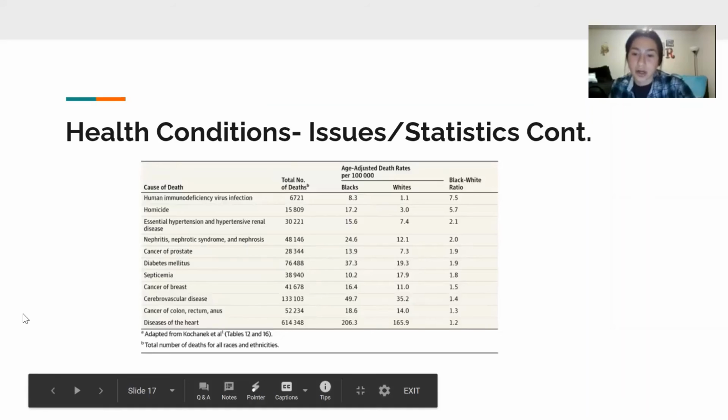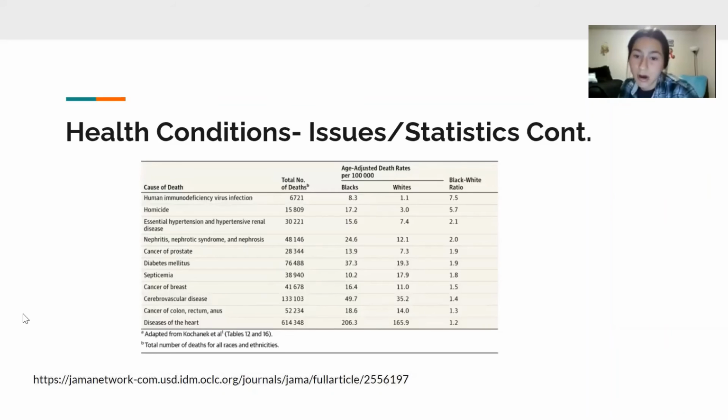And in this chart, it just shows you all the different causes of death, and they're not in order, but at the bottom you can see that diseases of the heart cause one of the highest amounts of deaths with 206 deaths.